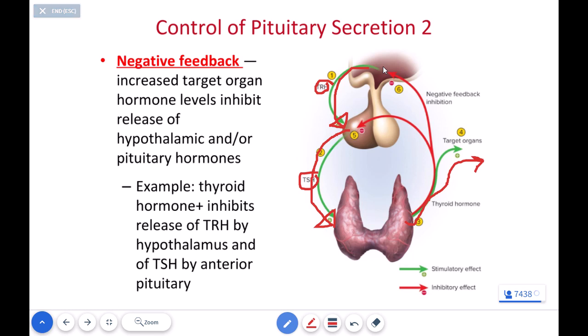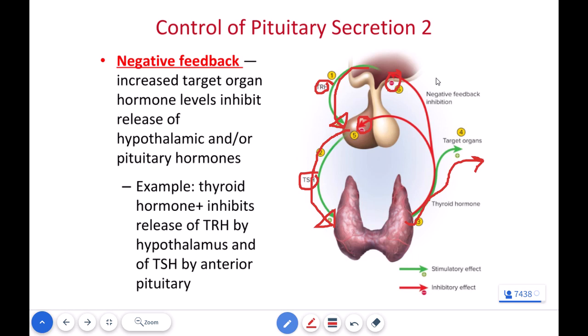Now, if there's a low concentration of thyroid hormones, we don't have this inhibitory effect on the hypothalamus and the anterior pituitary gland.